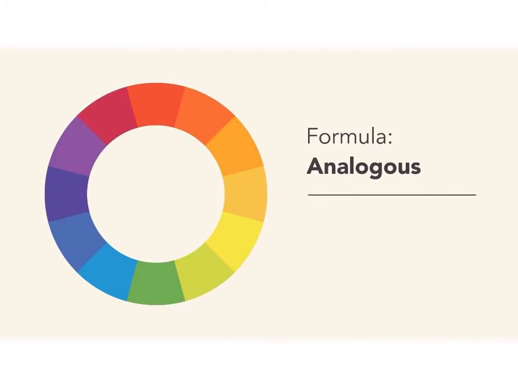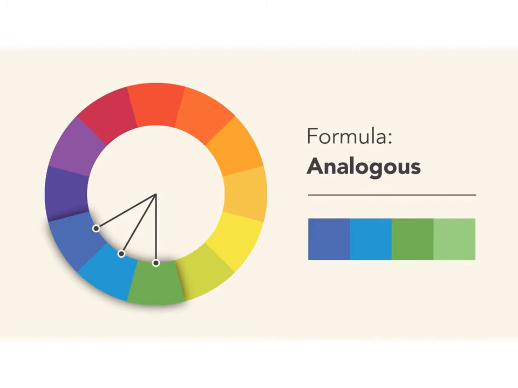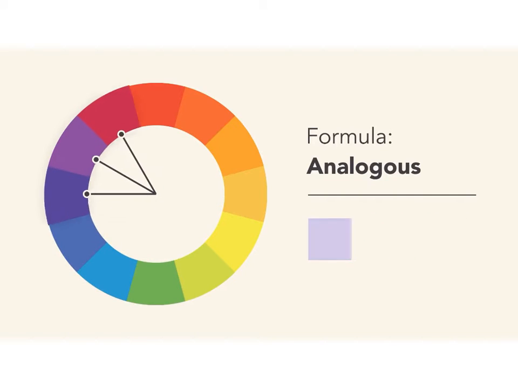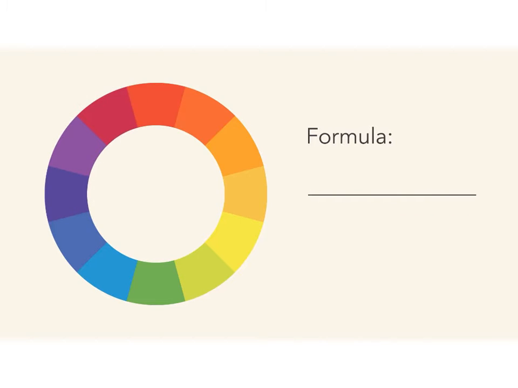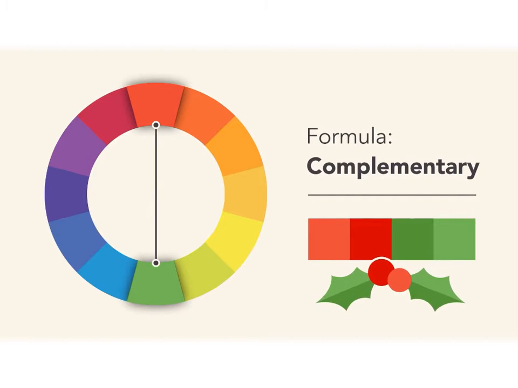An analogous color scheme uses colors that are next to each other on the wheel, like reds and oranges, or cooler colors like blues and greens. Don't be afraid to play with the palette and create your own unique interpretation. That's what these formulas really are, merely starting points to help guide and inspire you. Complementary colors are opposite each other on the wheel, for instance, blue and orange, or the classic red and green. To avoid complementary color schemes that are too simplistic, add some variety by introducing lighter, darker, or desaturated tones.